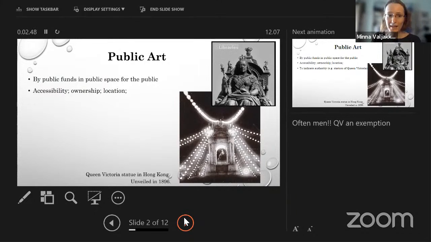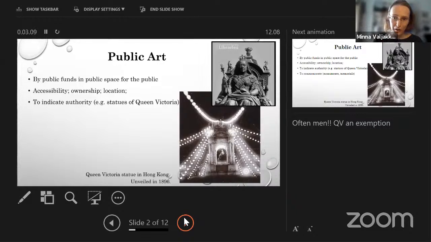So of course, in several ways, like Queen Victoria here indicates, public art is usually made to indicate authority. And of course, this is a very complicated question because, as we all know, there were a lot of injustices caused by colonialism in different parts of the world. And of course, Queen Victoria is one of these old symbols of colonialism still existing, for example, in Hong Kong.